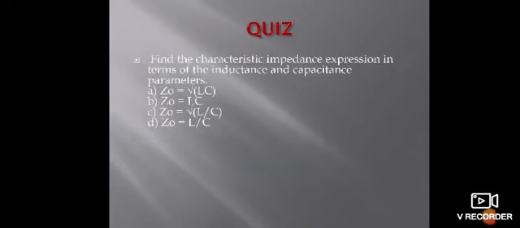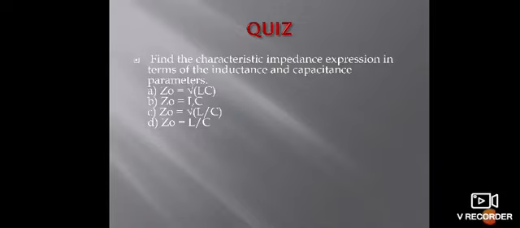So the next question is, find the characteristic impedance expression in terms of inductance and capacitance parameters. So that means we are having characteristic impedance, which is in terms of inductance and capacitance, so choose the correct answer.